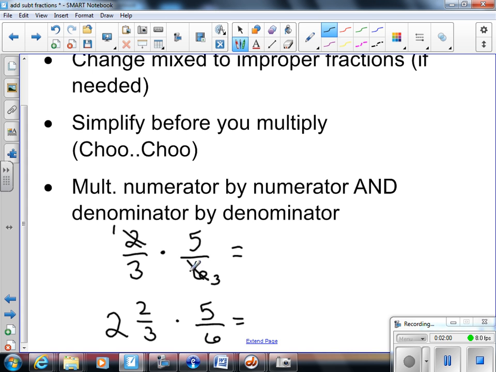No, I can't. So now I'm ready to multiply my numerators. Step 3. 1 times 5 is 5. 3 times 3 is 9. And then can I simplify it? No. That's my final answer.